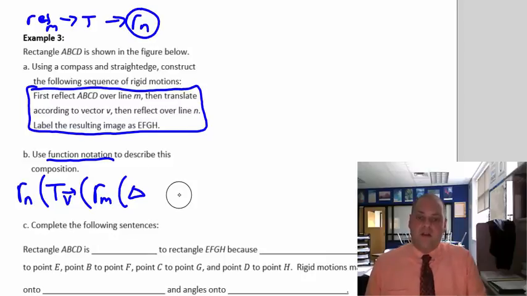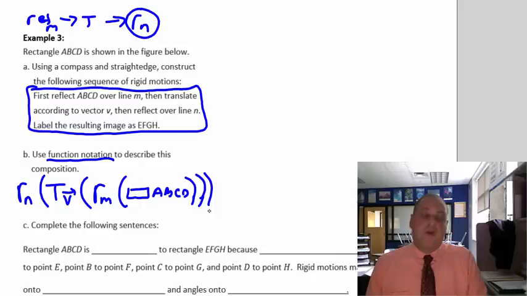Oh, I'm sorry, rectangle, not triangle. Of rectangle ABCD. And then we go close parenthesis, close parenthesis. You got to close parentheses for each one. Close the parenthesis for the reflection, close the parenthesis for the translation, close the parenthesis for the other reflection. Okay? That's function notation. Composition of transformations written in function notation.